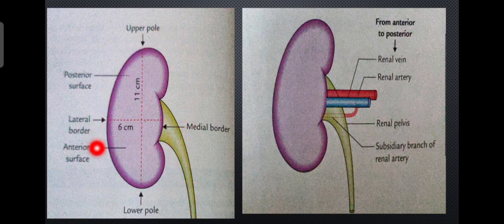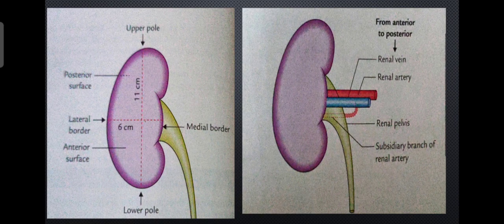Lateral border is fully convex in nature, while the medial border is convex near its upper end and its lower end, and in the middle it presents a hilum, so it is concave in nature. That is, this represents the shape of a bean. So at the center we have the hilum. Hilum is nothing but the open space, that is the vertical fissure, which is called the hilum, through which the structures enter and leave the kidney.